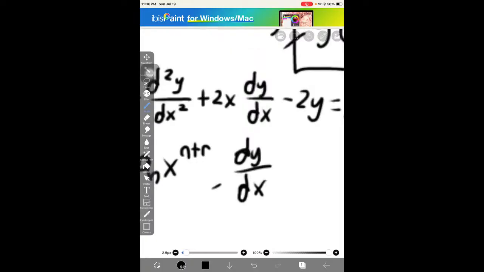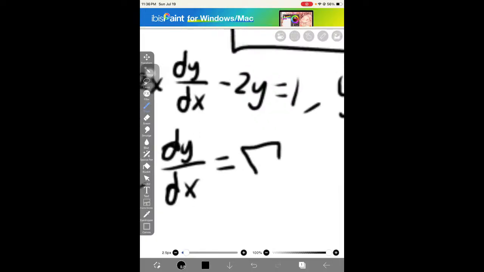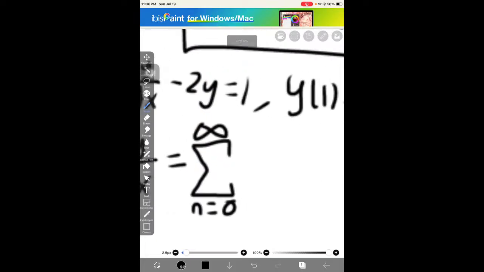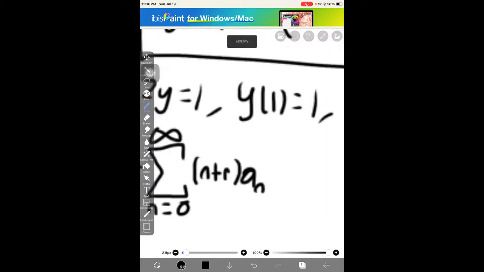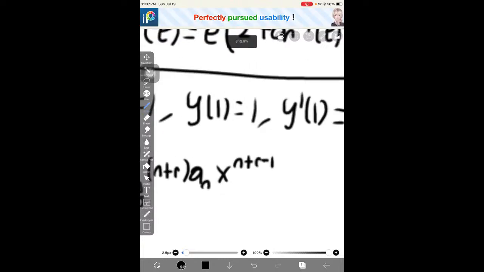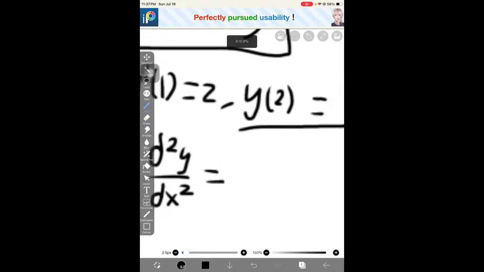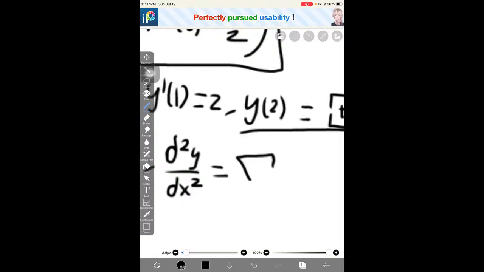So dy over dx is going to equal, let's just go ahead and take the derivative of the power series, right? That's going to be simple. The sum from n equals 0 of n plus r, a_n, x to the n plus r minus 1. Simple power rule. And then d squared y over dx squared. And so we have the infinite sum.